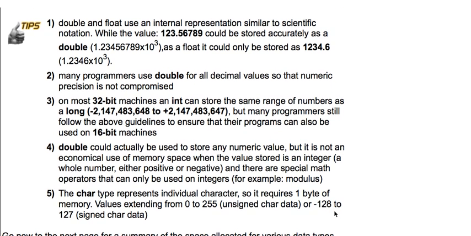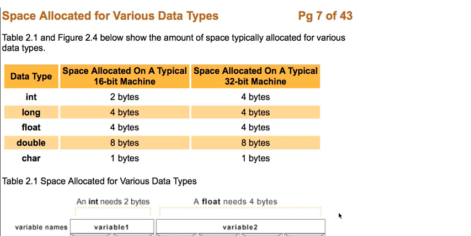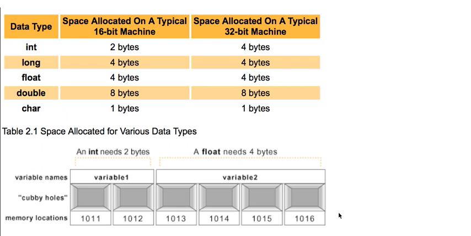Please pause the video if you would like to read more about data types, and give this a nice glance, because it will give you the appropriate ranges that allow you to store values in the various data types. Unfortunately, I don't have time to go over this with you in this tutorial. However, feel free to pause and rewind. Table 2.1 and Figure 2.4 below show the amount of space typically allocated for various data types. Please give them a glance. Pause the video here if you'd like to look at them any further.